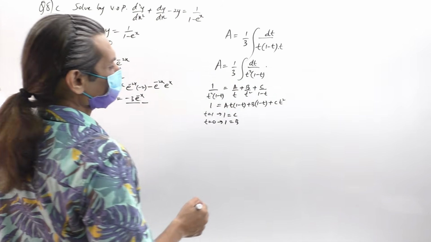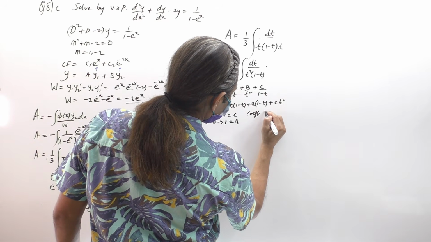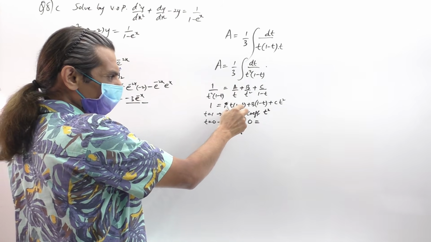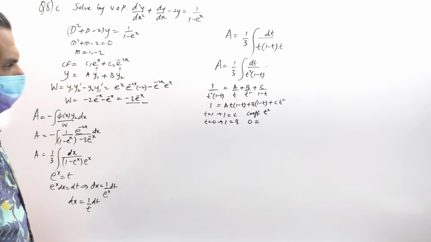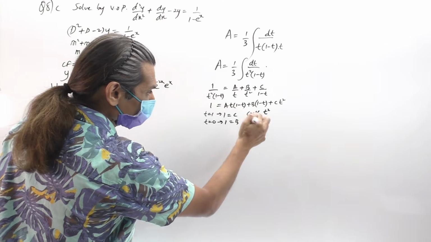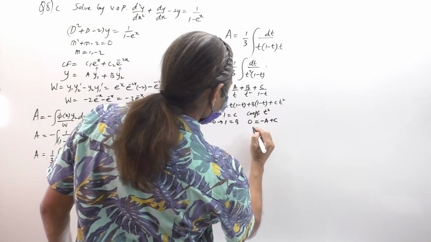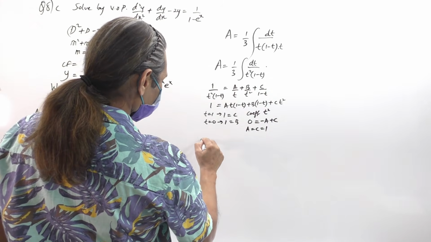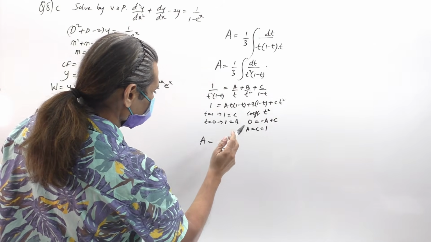Lastly, we can compare the coefficients. If we compare the coefficient of t square, then 0 is equal to minus a plus c, since a into t minus a t square gives minus a, and the coefficient of t square on the other side is plus c. It implies a is equal to c, that is equal to 1. Therefore this integration will be nothing but A is equal to 1 by 3.